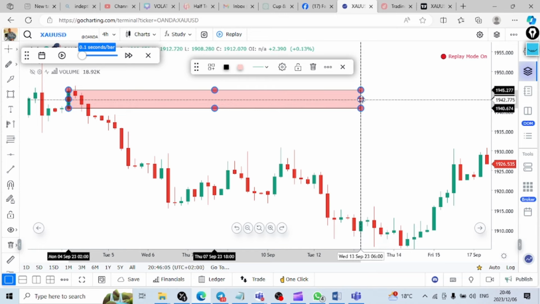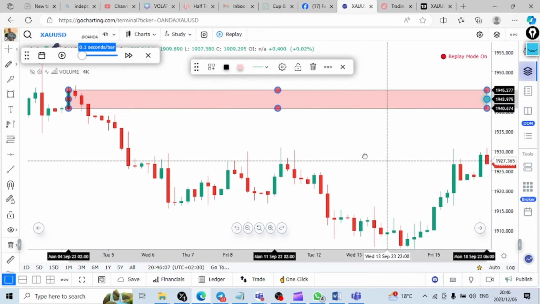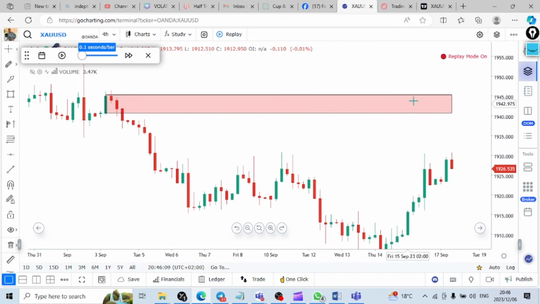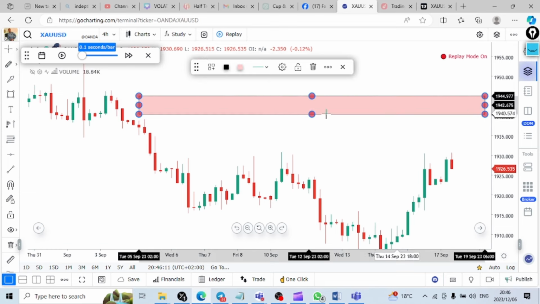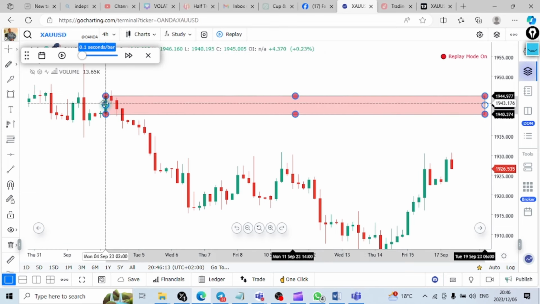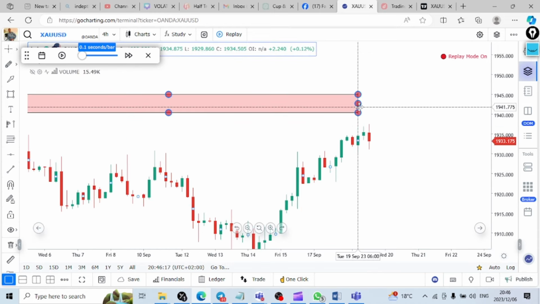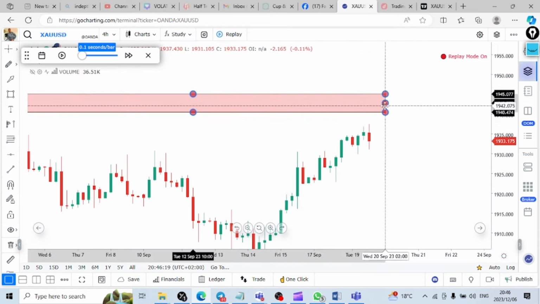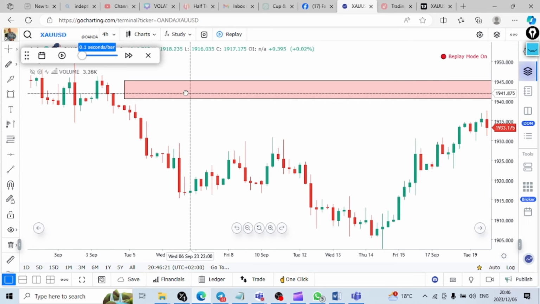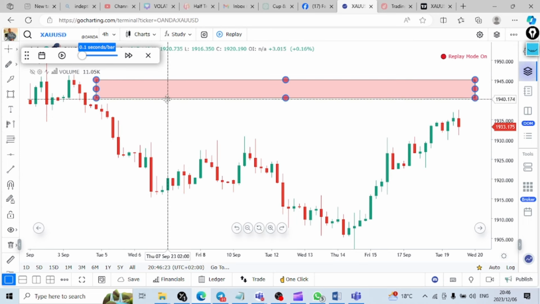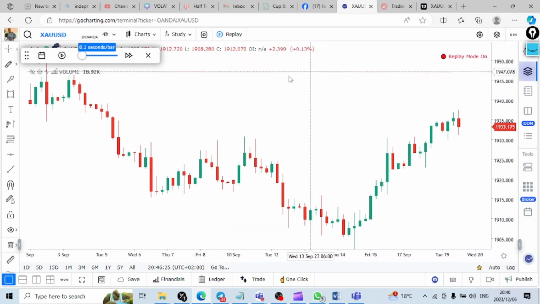So with GoCharting, when it comes to drawing, the drawing is a little bit difficult, but it has this nice replay mode which I enjoy using. Okay, so you see price is coming back again to that order block. So when marking an order block, okay, let's just do the proper thing. When marking an order block, you have to mark this particular level.